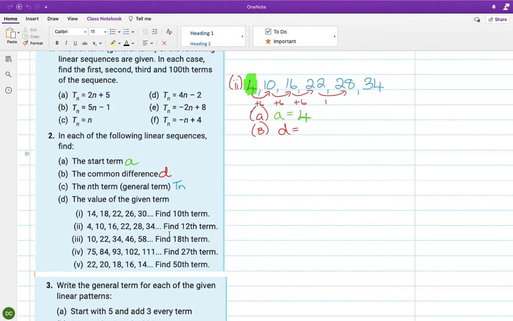Oh, no, you can't see it. Let's not do that. Okay, so we can see that the common difference is 6. For part C, it says find the nth term or the general term. So once I've been asked to find the general term, I get my formula.